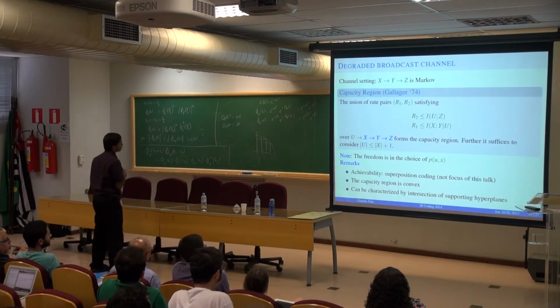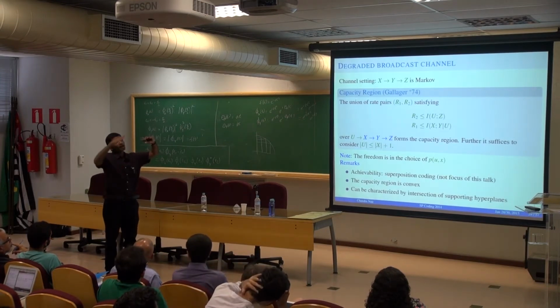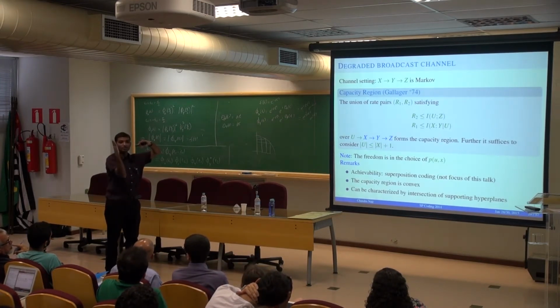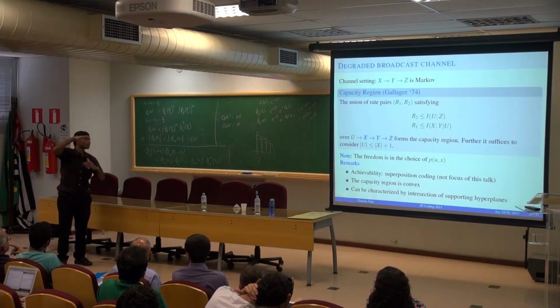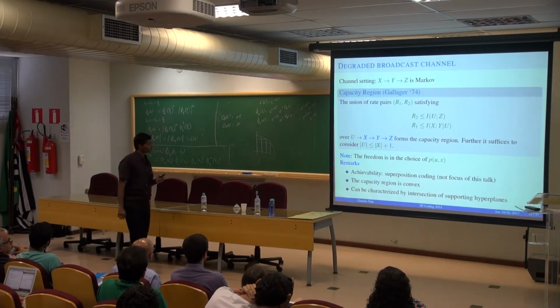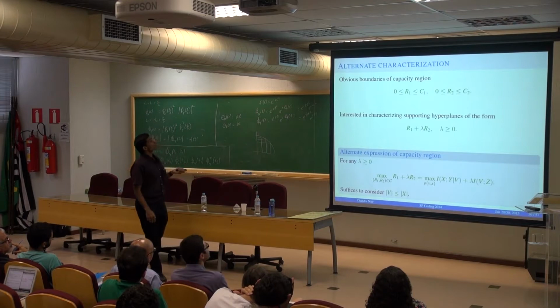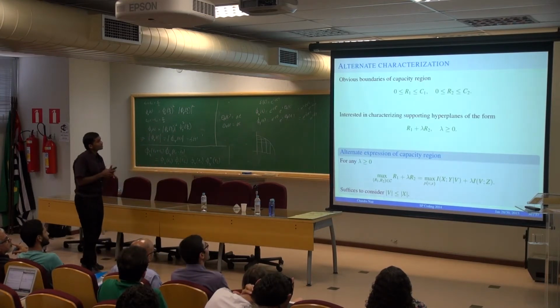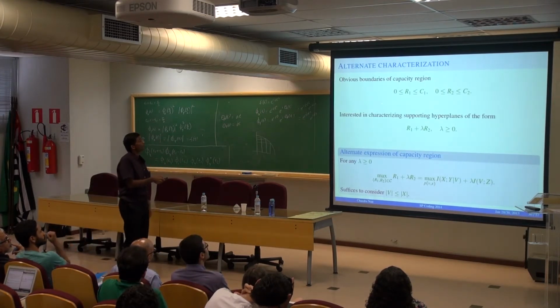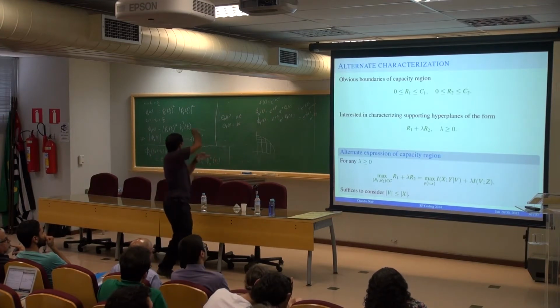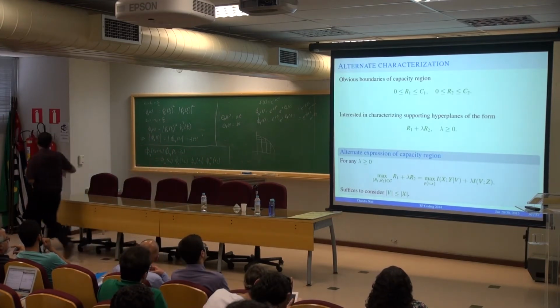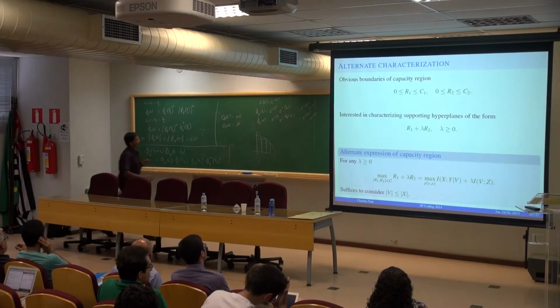But the most important thing for a convex region is that if I have a convex region, I can characterize it by supporting hyperplanes. Do you understand what I'm saying? I can characterize the convex region by the intersection of supporting hyperplanes. Okay, that's what I'm going to use there. So what are the obvious boundaries of the capacity region? It's clear that R1 must be at least 0 and at most the point-to-point capacity. R2 must be at least 0 and at most the point-to-point capacity. So what are we interested in? We are interested in characterizing hyperplanes of this type, right?